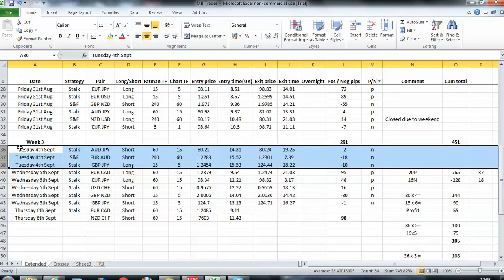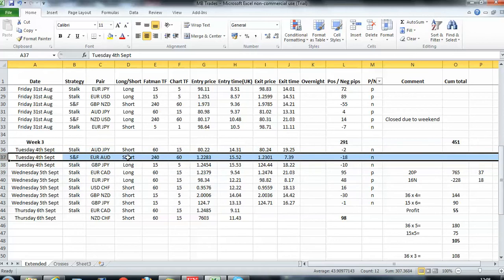So it's just a mathematical game, this, and sometimes in the game you lose. So without further ado, let's have a quick look at these trades here. Okay, we had one here which is the euro versus the Australian dollar. It was a short. It was based on a 240-minute 4-hour fat man, a 60-minute chart.